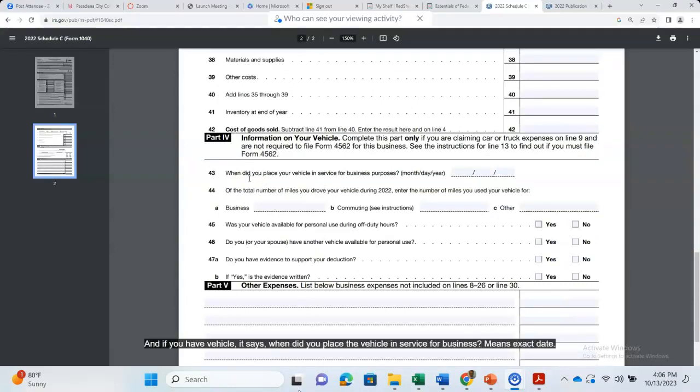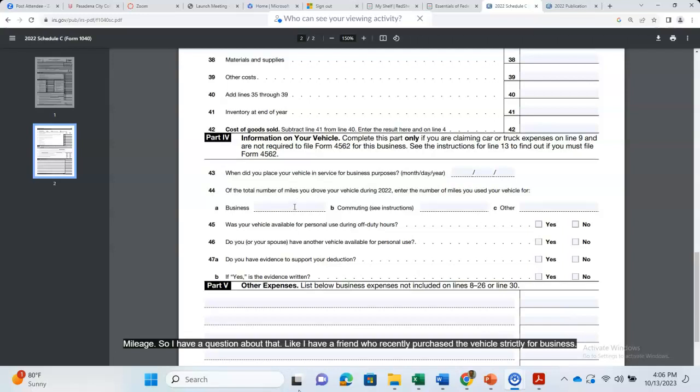And if you have a vehicle, it asks, when did you place the vehicle in service for business? It needs an exact date. Then business mileage, commuting mileage, and other mileage that you use. Only the business mileage will be used for calculation of mileage fees.